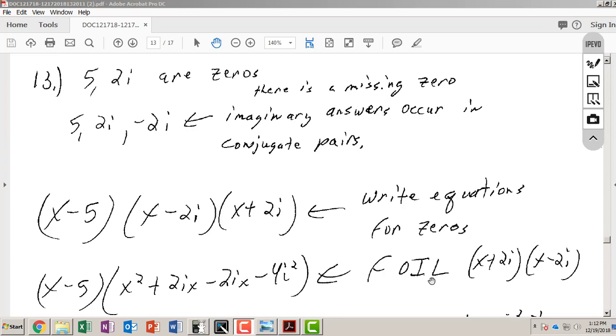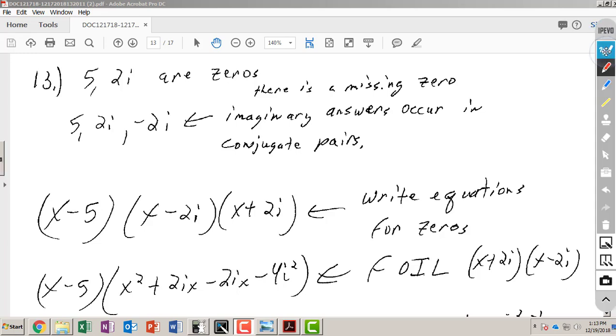On problem number 13, it says to find an nth degree polynomial function with real coefficients satisfying the given conditions. So we've got 5 and 2i are zeros. We need to remember that there is a missing zero, because imaginary answers occur in conjugate pairs. So if I have 2i as a zero, I will also have its conjugate pair, which is negative 2i.